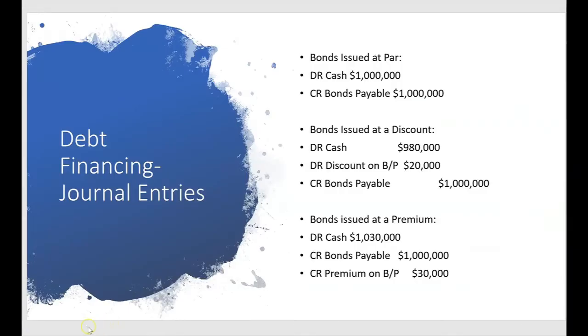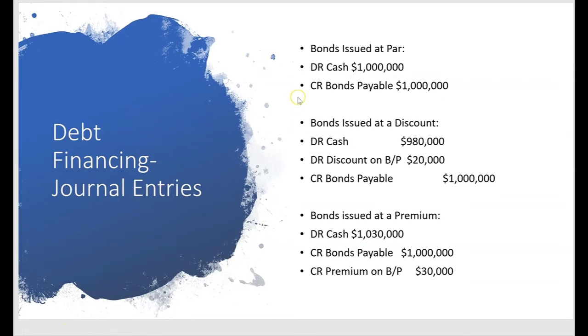You should know the basic journal entries in connection with a bond issuance. If the bonds are issued at par, you would debit cash $1 million, credit bonds payable $1 million, and that's a long-term liability. So the auditor needs to know the journal entries that the client should have made at the time the bonds are issued. And if the bonds are issued at par, it would be this entry here.